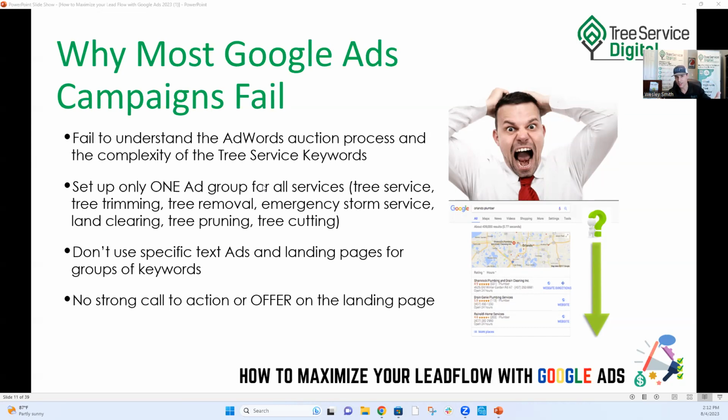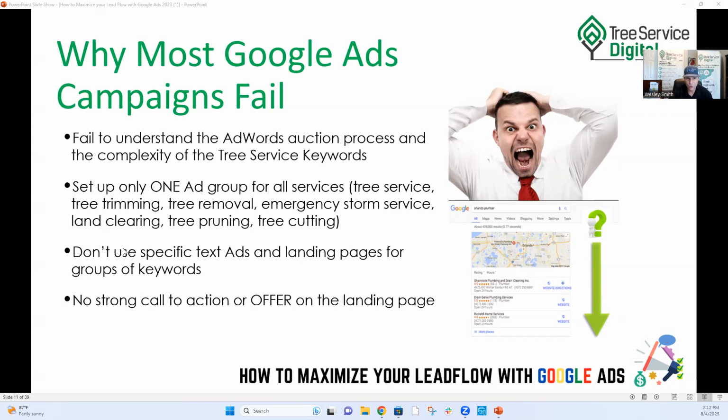No matter what people are typing in the Google search bar, tree trimming, or maybe they typed in tree service, maybe they typed in land clearing, maybe they typed in tree removal. You want to make sure your ad says exactly what that person just typed in. So if they typed in tree removal, we want an ad that says #1 tree removal company, free estimates, call today, something like that.